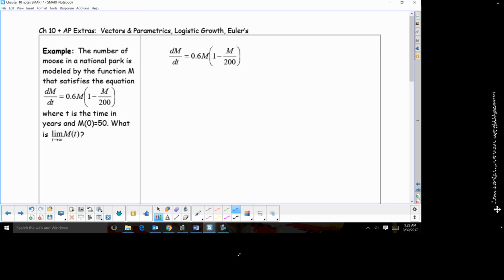So now let's look at this one. Okay, the number of, that's what everybody would do. In a national park is modeled by the function m that satisfies this differential equation, where t is the time in years and m of 0 is 50. What is the limit as t goes to infinity of m of t? Is this logistic growth?